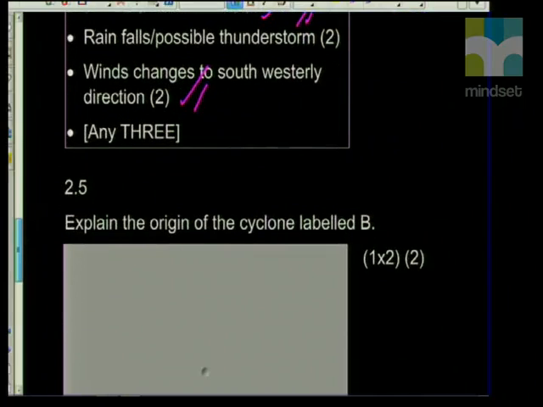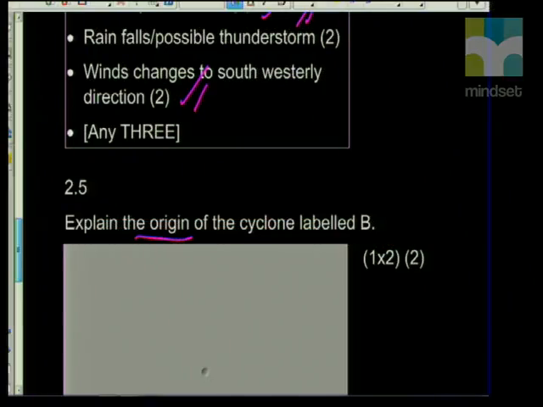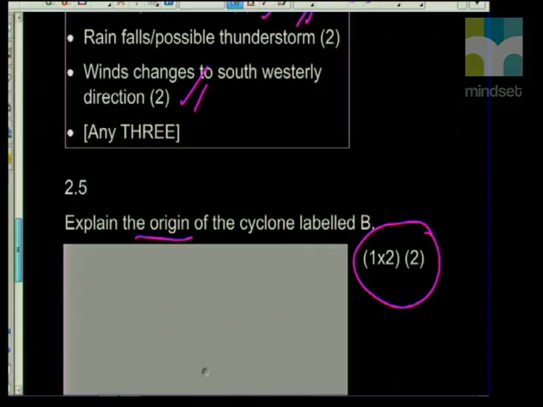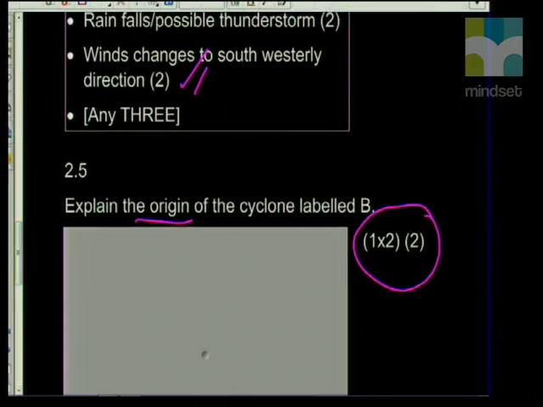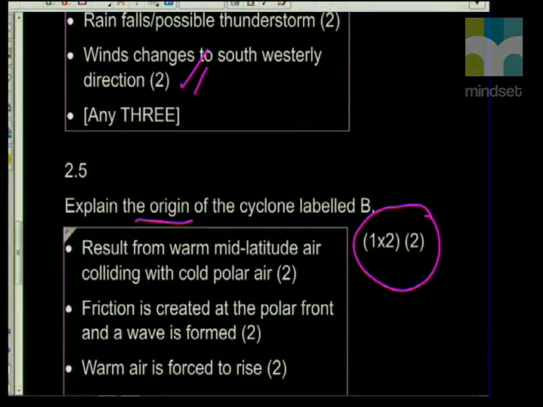Explain the origin of Cyclone B. Learners, I've put this in purposely. We talk about the origin, and there's various things: where it originates, what happens, how it develops. There's 2 marks here. So you know there's about 3 or 4 points that you talk about when you do the origin. Writing 1 point will give you the 2 marks. We don't expect you to give the full explanation. Let's look at this. All right, 2.5. You know already about the polar front, etc.